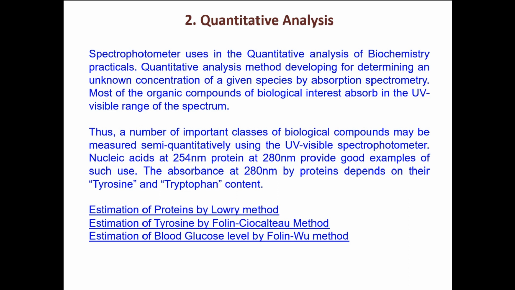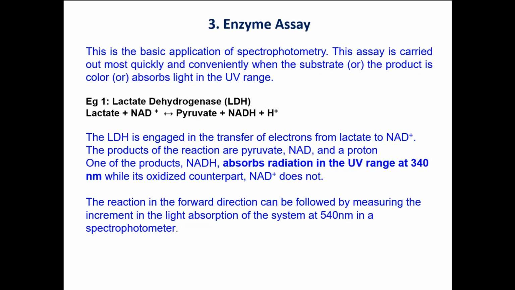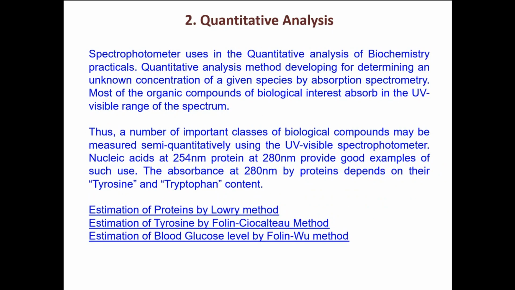These are good examples of how we can calculate the concentration of a particular compound present in the sample. The absorbance at 280 nanometers by proteins depends on two kinds of amino acids, called tyrosine and tryptophan. Tyrosine and tryptophan are the aromatic amino acids which show the characteristic absorption at 280 nanometers. Based on that, you can calculate the amount of protein present in the sample.